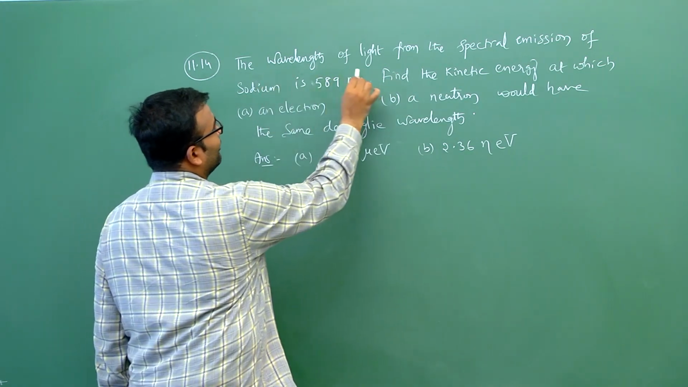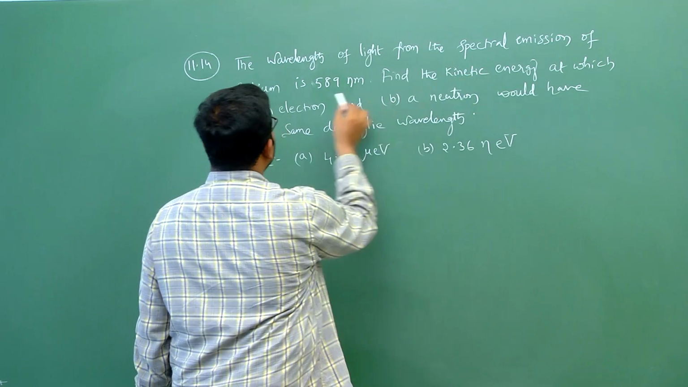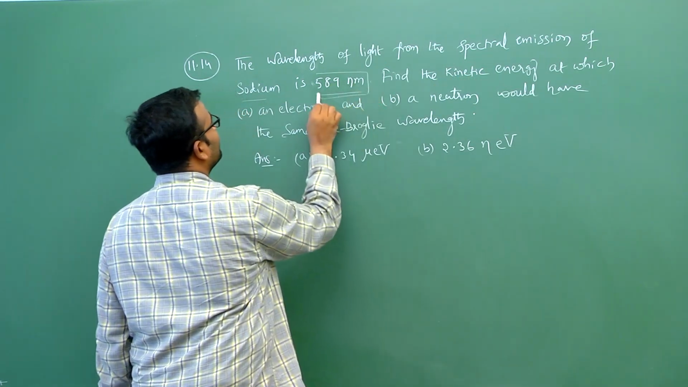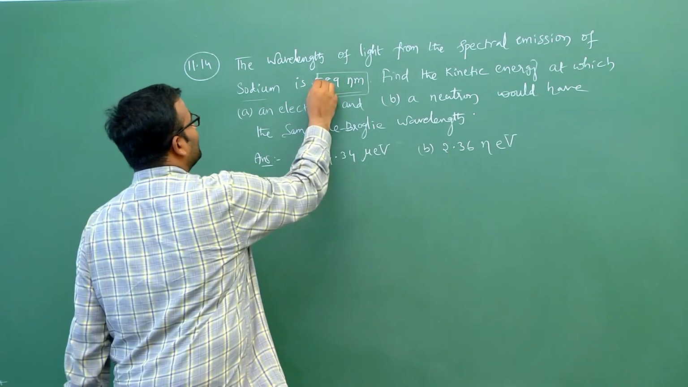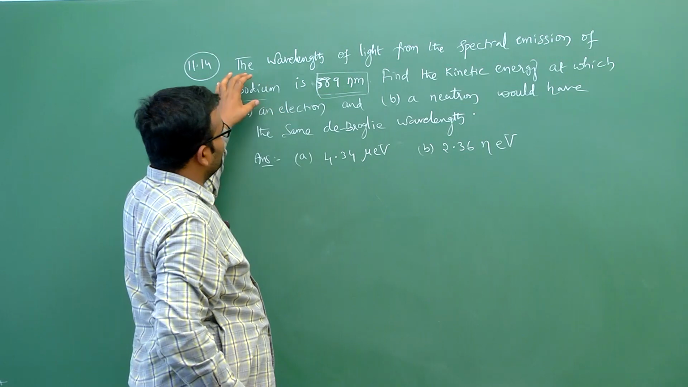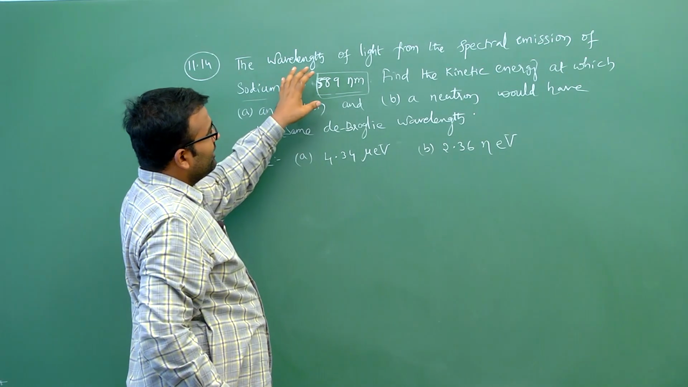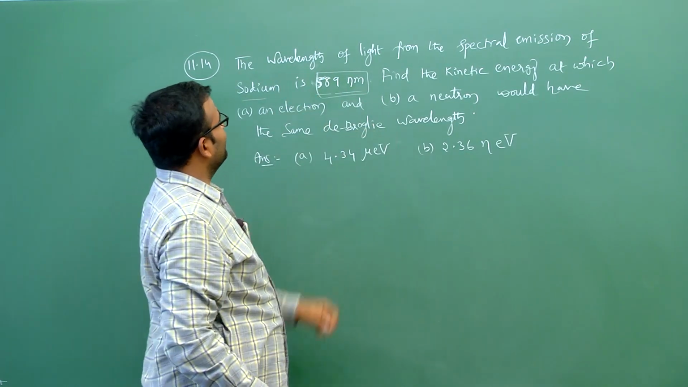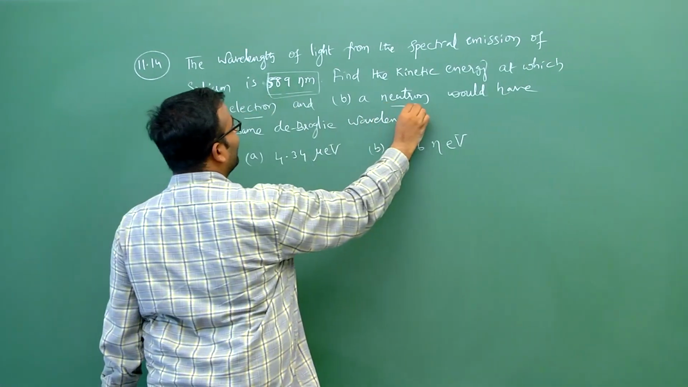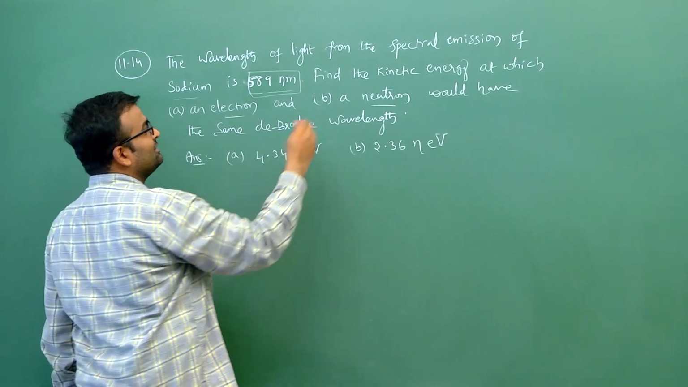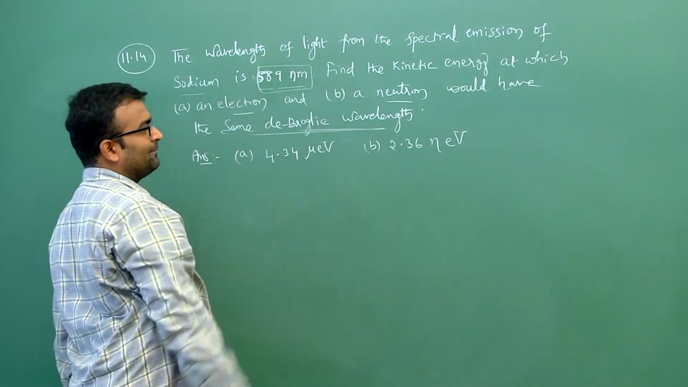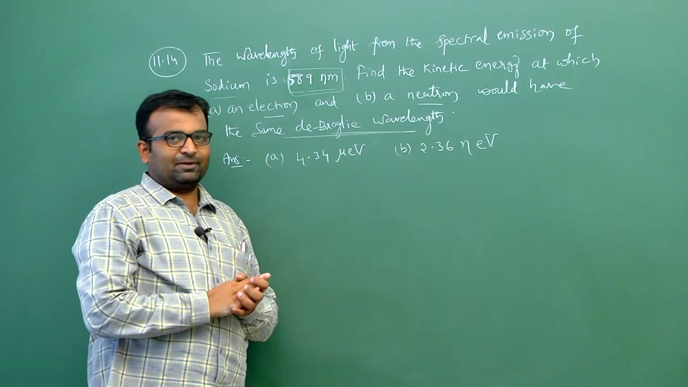Here, the wavelength of light from the spectral emission of sodium is 589 nanometer. So, this wavelength of light is coming from one source, and if you want to get the same wavelength for an electron and a neutron, how much kinetic energy should be there to get the same de Broglie wavelength as this light? That is the basic question.